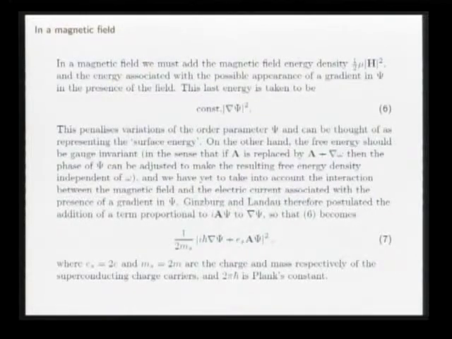And then you have to allow for the possibility of gradients in the order parameter, and you want to penalize gradients. Usually, in order to penalize gradients, you add some term which is just proportional to the square of the gradient. Whenever there's a gradient in psi, there's going to be a positive energy, so it's going to penalize the gradients.